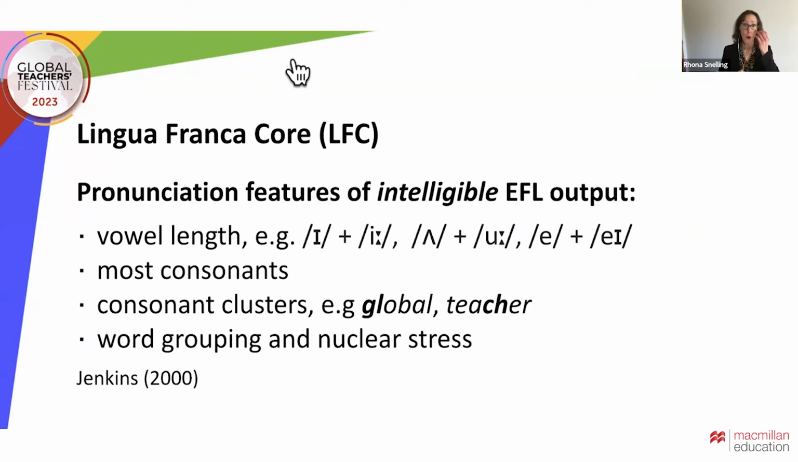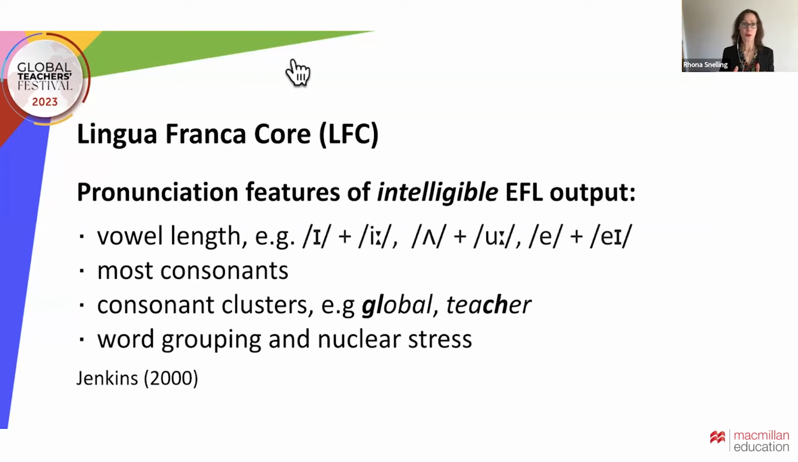So the Lingua Franca Core was born out of research from the classroom. This is found by Jenkins in 2000. I'll give you the reference for that later on. And this research was done into how L2 speakers in multilingual classes were using English. So it's firmly rooted in the classroom, which is fantastic, I think. So the pronunciation features of intelligible EFL output are, and let me quickly point out that we're looking at intelligible output, comprehensible, that's it. So the 4 features are vowel length.